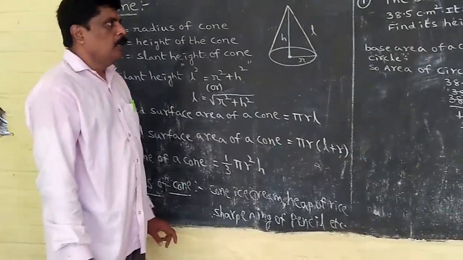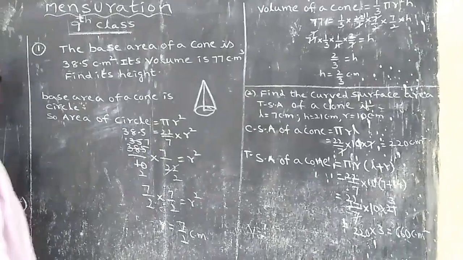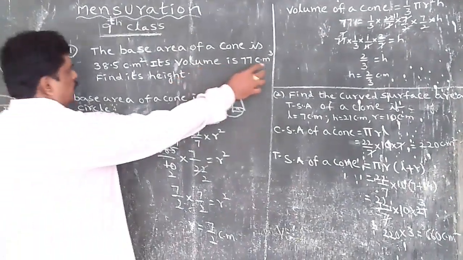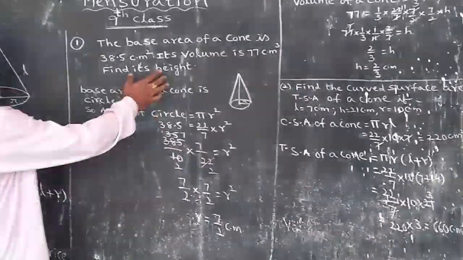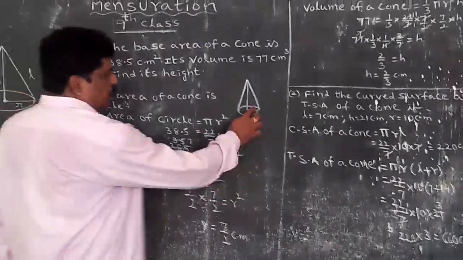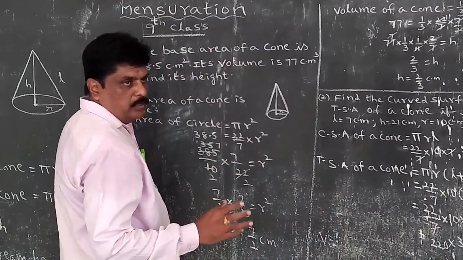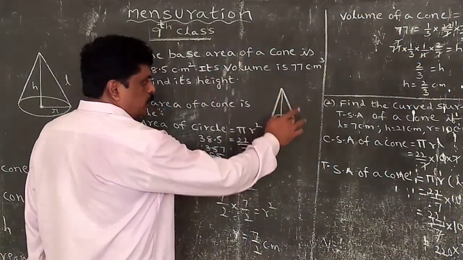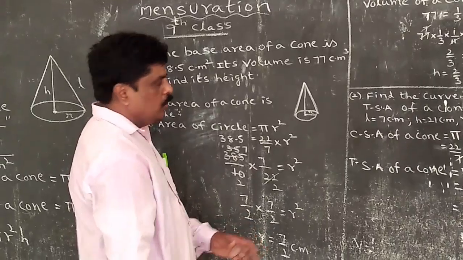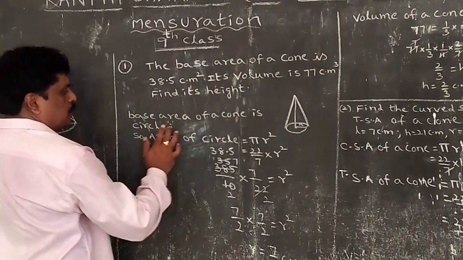Okay. Here I have given one sum for you. The base area of a cone is 38.5 centimeter square. Its volume is 77 centimeter cube. Find its height. Here, what is the base area of a cone? You already know the shape of the cone. So the bottom of the cone is a circle. So here it is given that the base area of the cone is the area of a circle.